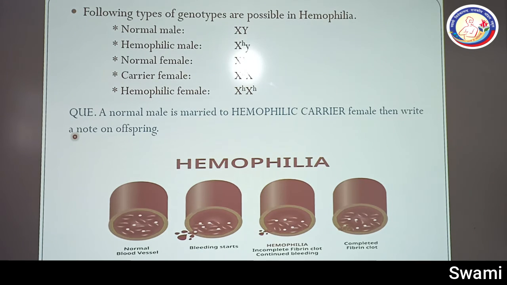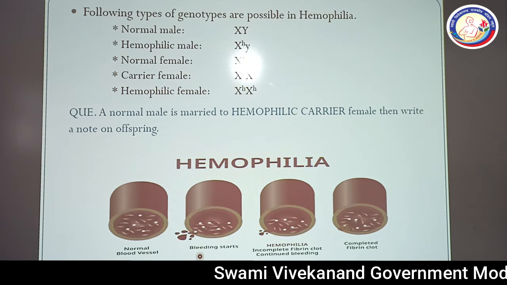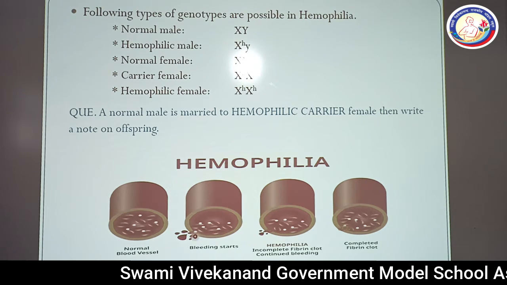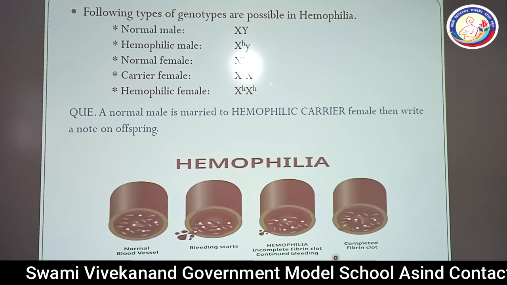You can draw the figure as we use in sex determination. This figure shows hemophilia. This is a normal blood vessel. Bleeding starts now, and after some time bleeding stops. So in hemophilia, there is an incomplete fibrin clot and continued bleeding.